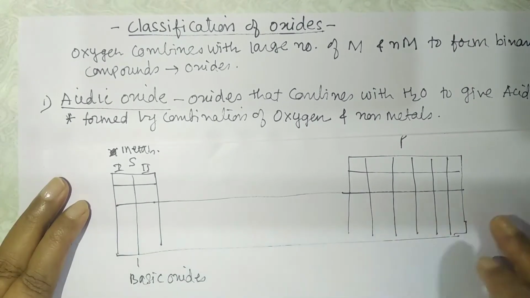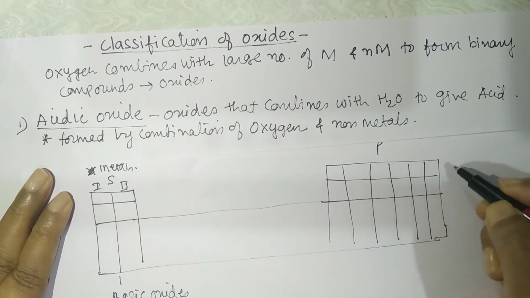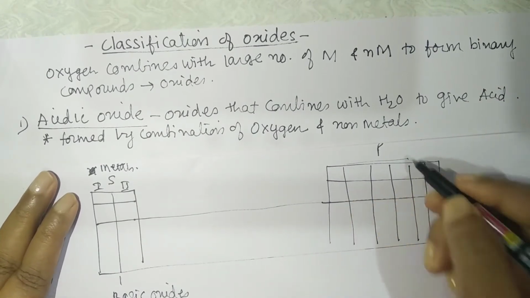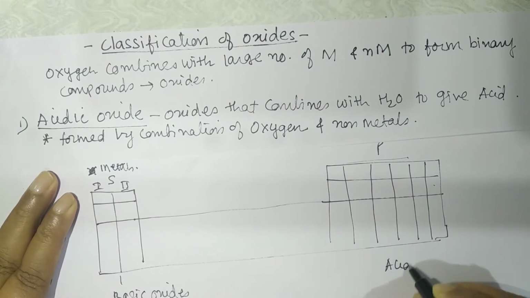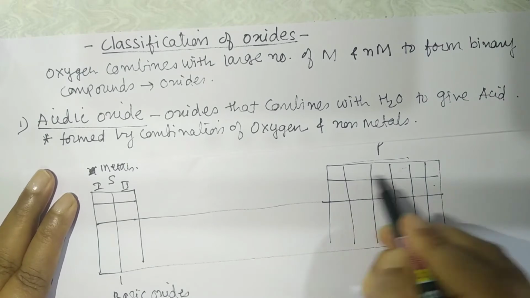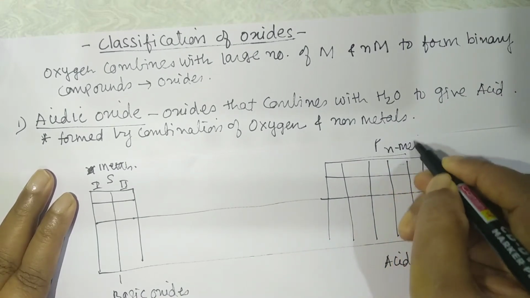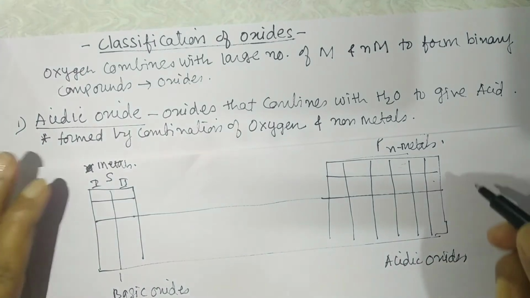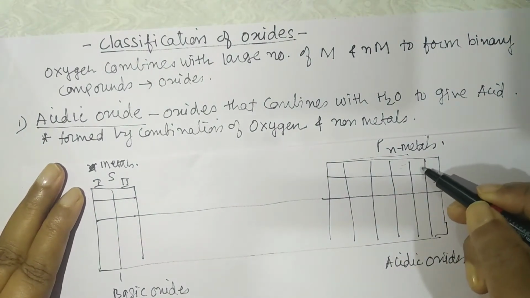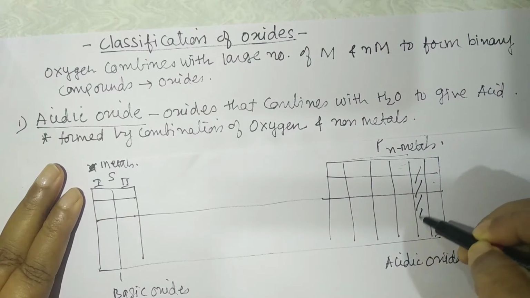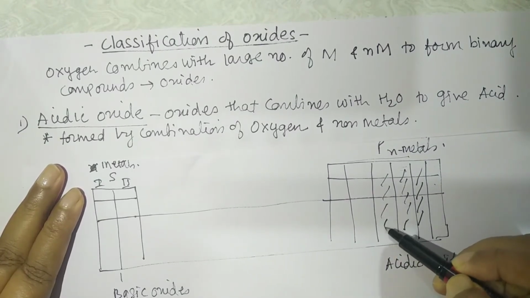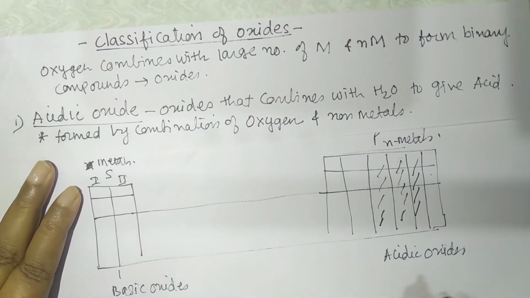Now as I move on to this side, excluding the zero group elements, all the elements when they combine with oxygen will form acidic oxides, because those elements are non-metals. So what you conclude from here is that the elements you have here are usually the halogens, oxygen family, nitrogen family. They all will have acidic oxides.